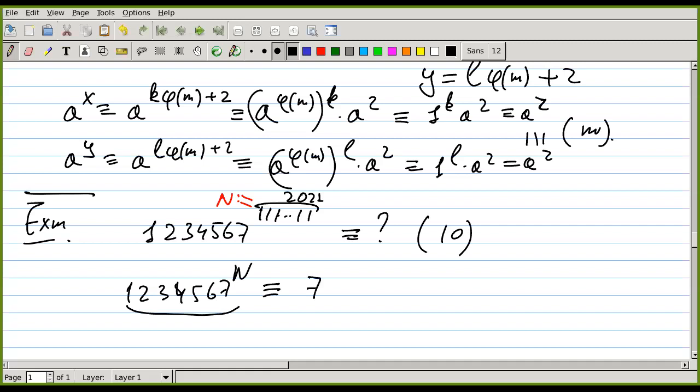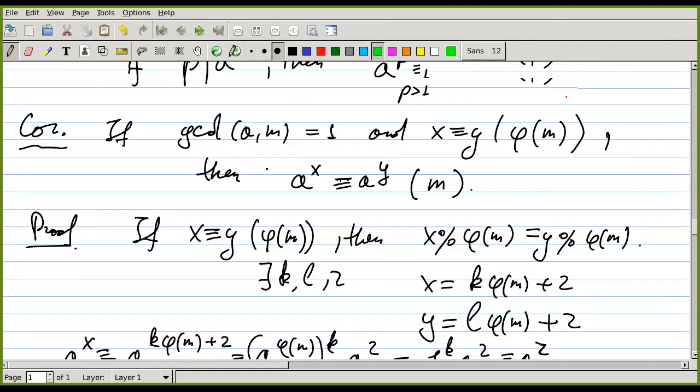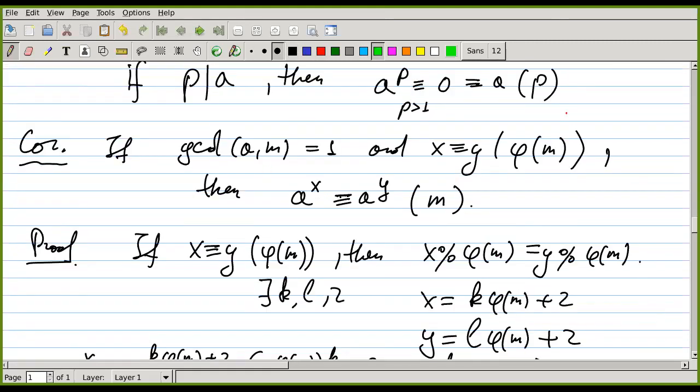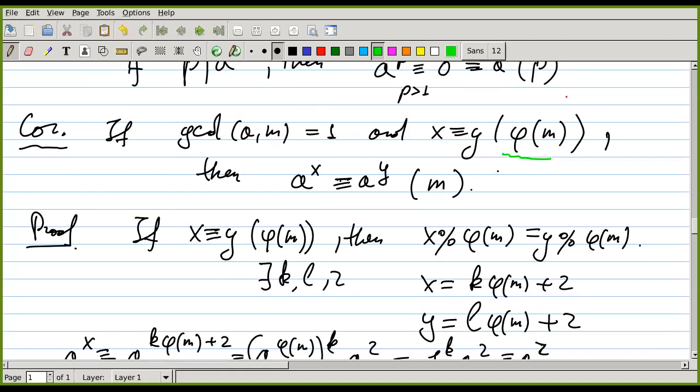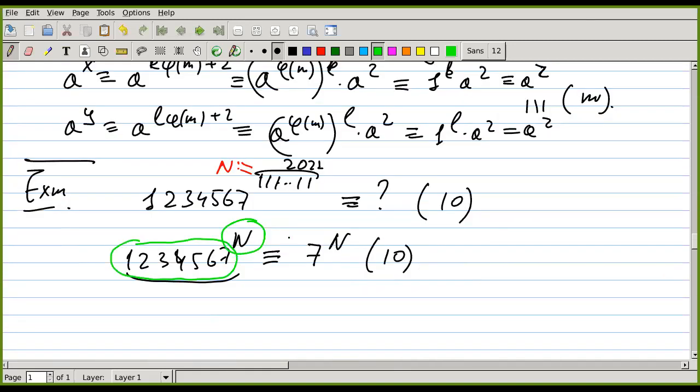Yes. So it is congruent to 7 to the power n. We know quite well what we can do with the base of our power. But what should we do with its exponent? We have to treat our exponent using this lemma. So we need to compute the remainder of n modulo phi of 10.